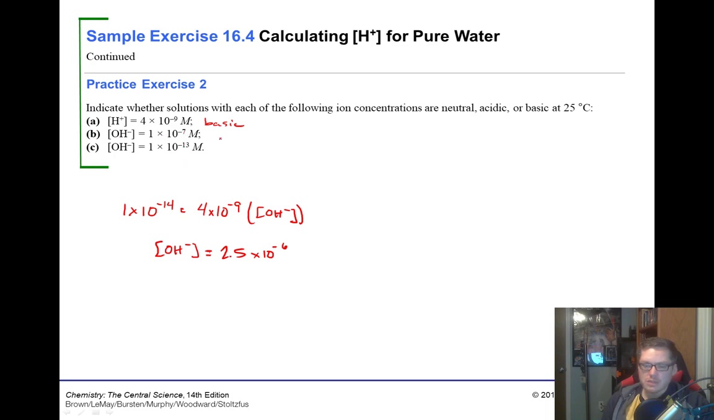This guy here is 1 times 10 to the minus 7th, so this one has to be neutral, and you can prove it to yourself by doing exactly what we just did. And then for this guy here, the concentration of hydroxide is much smaller than 10 to the minus 7th, so therefore we have to be acidic. If we did the math here, we'd find a lot more hydronium ions. All right.